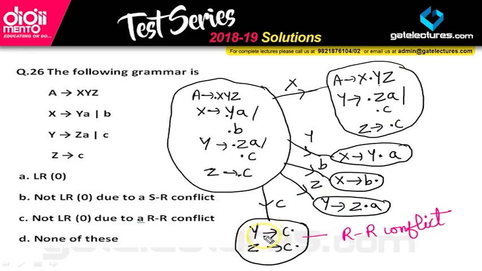See, Y is also giving a transition for the C, and Z is also giving a transition for the C, and they are in the same closure. So that's why it is an RR conflict. So it is not LR0. So the C option says it is not LR0 due to an RR conflict. So C option is right here. So this is how it is done.